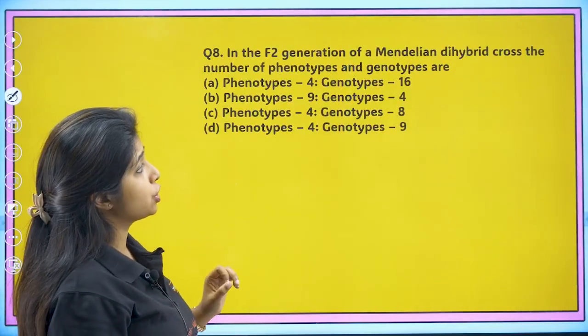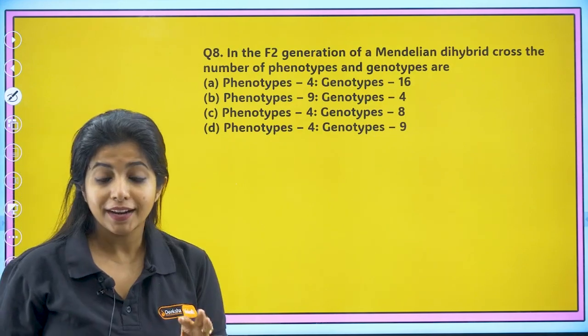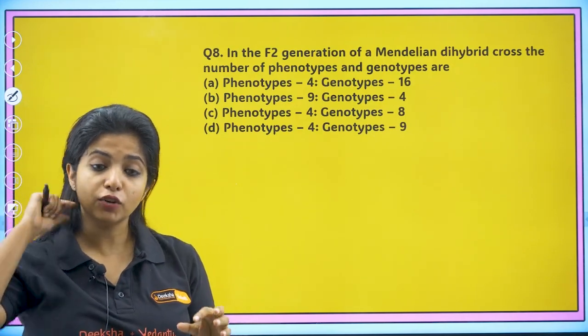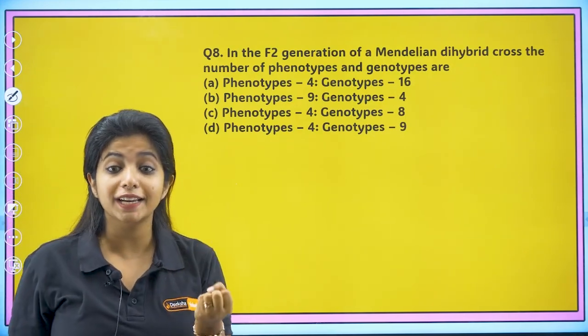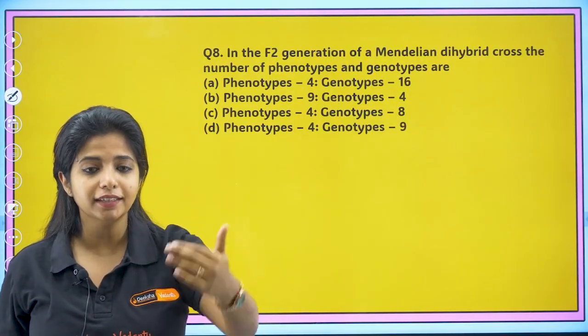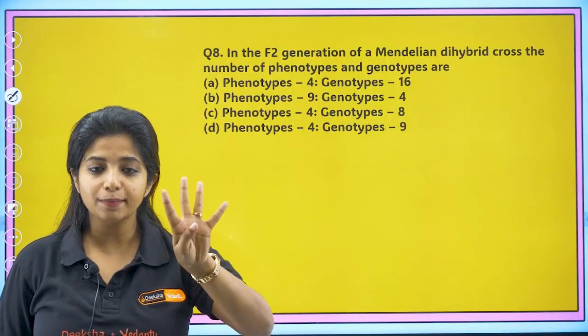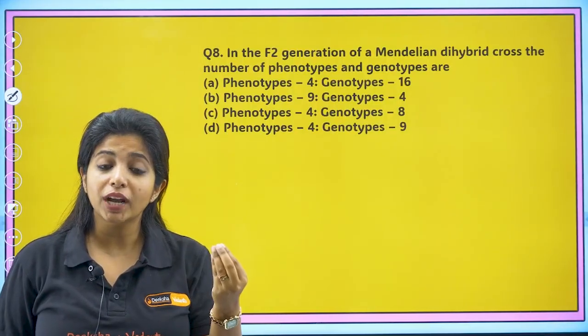In the F2 generation of Mendelian dihybrid cross, the number of phenotypes and the genotypes are. In the dihybrid cross that we did, we know the number of phenotypes. Phenotypes means physical appearance. We studied round and yellow, and then round and green, the new character, and then wrinkled and yellow, and then wrinkled and green. 4 phenotypes are possible. What is the number of genotypes?